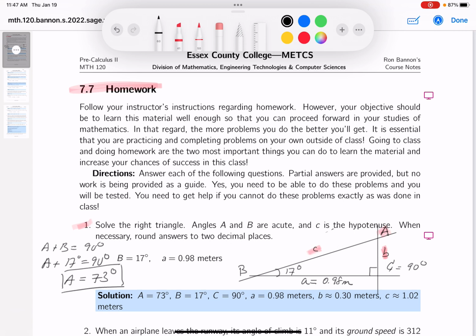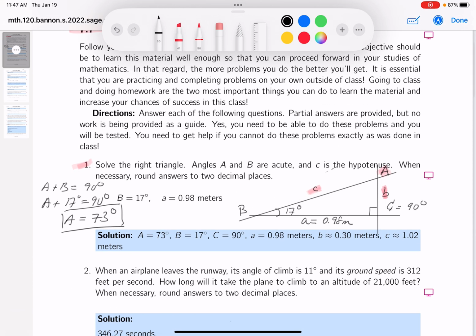Now let's do the other stuff. And if this is an exam question, I would recommend that you just simply write down the exact answers. There are no calculators. You're not going to approximate that without a calculator at this stage. So what am I going to do over here? Let's write it down. The first thing I want to get is B. And what do I know? I know the tangent of angle B, which is 17 degrees, is equal to the opposite, which is B, over the adjacent, which is 0.98 meters. So now I can write down what B is.